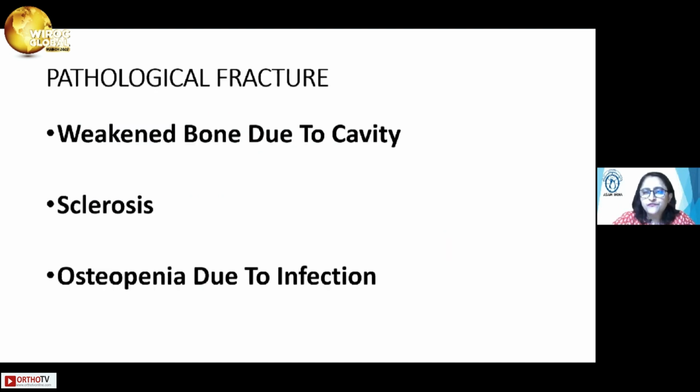Coming to the pathological fracture now, the bone can fracture in osteomyelitis because it becomes weak due to cavity. Huge cavity can weaken the bone, or sclerosis, or even osteopenia due to infection can weaken the bone and it can fracture.